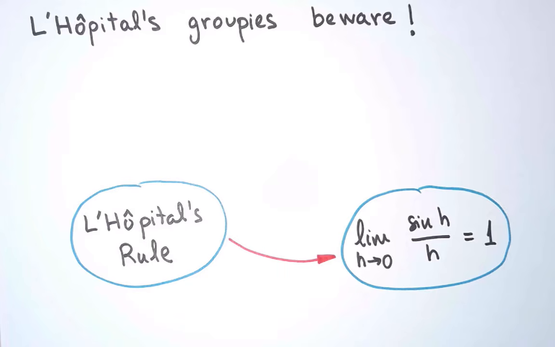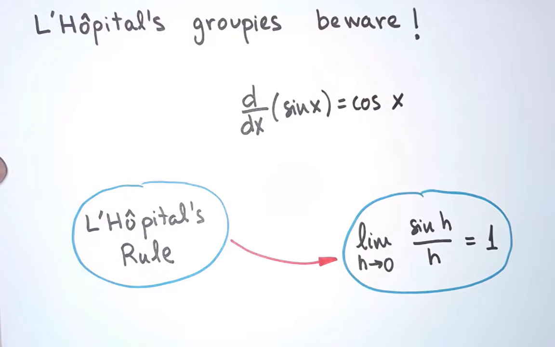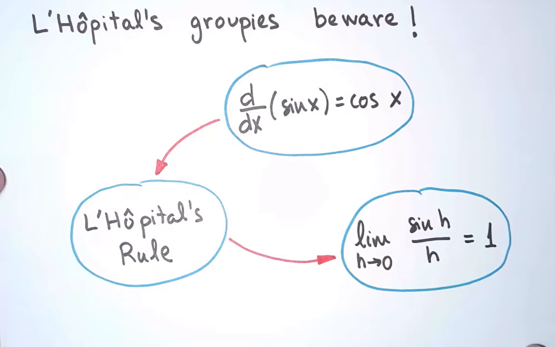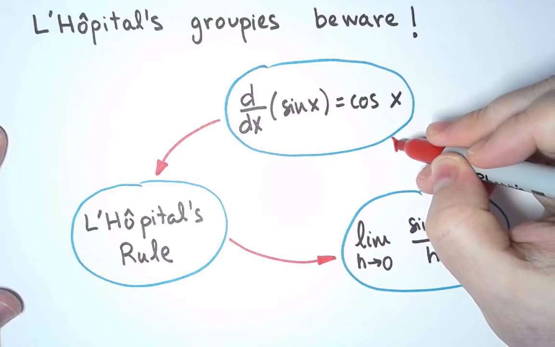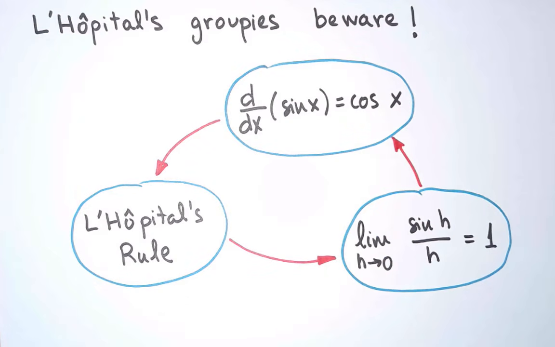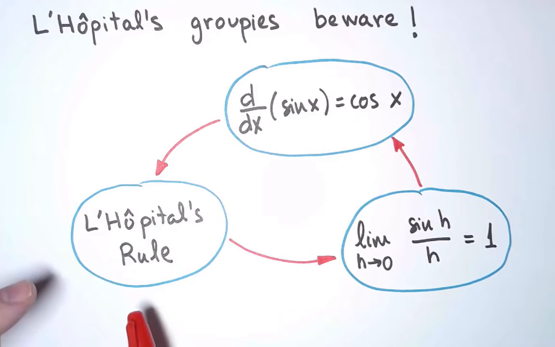Well, in order to use L'Hopital's rule to compute this limit, I need to already know that the derivative of sine is cosine. But as you saw in this video, in order to prove the derivative of sine is cosine, I need to already know that this limit is 1. And this looks like a cyclic argument. That is why it was very important to prove that this limit was 1 using only elementary methods, only geometry and trigonometry, and not L'Hopital's rule. Because otherwise, we would never be able to conclude that the derivative of sine was cosine, and then we would never be able to use L'Hopital's rule in the first place.